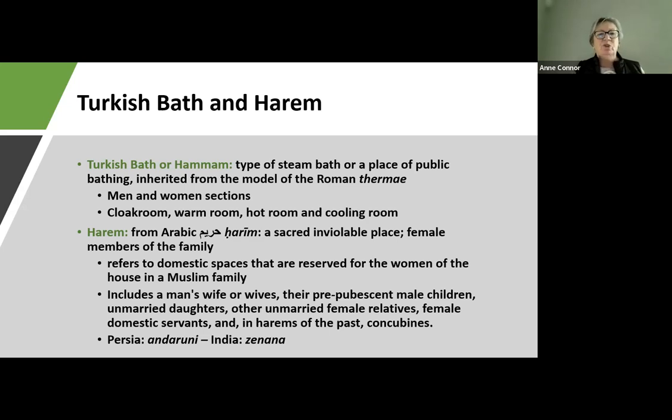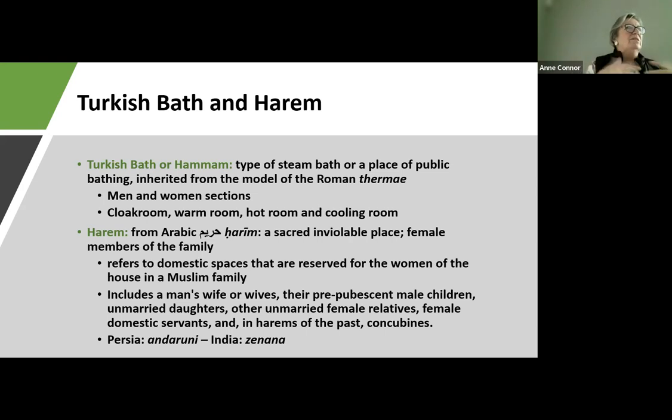So it refers to a domestic space reserved for the women in the house, in a Muslim family. It contained the man's wife or wives, their prepubescent male children, unmarried daughters, other unmarried female relatives, female domestic servants, and in harems of the past, concubines.